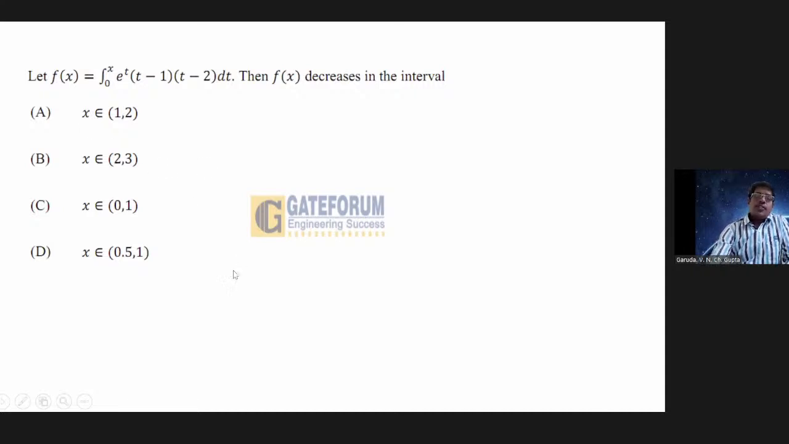This question is from differential calculus. Let f of x be equal to the integral from 0 to x of e power t into (t minus 1) into (t minus 2) dt. Then f of x decreases in the interval. Okay. Solution.